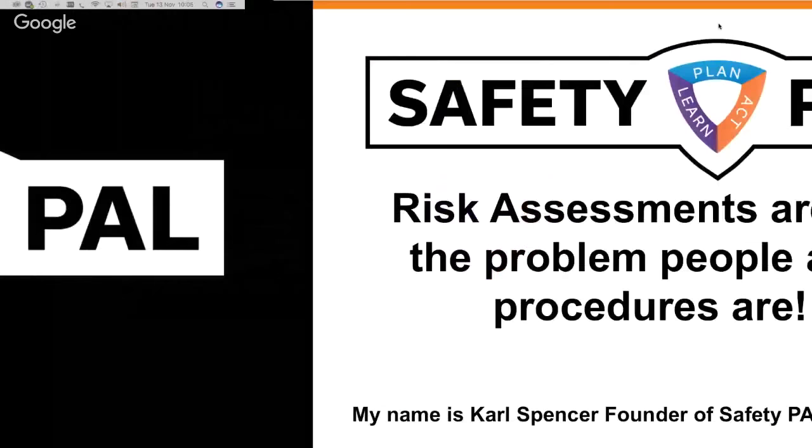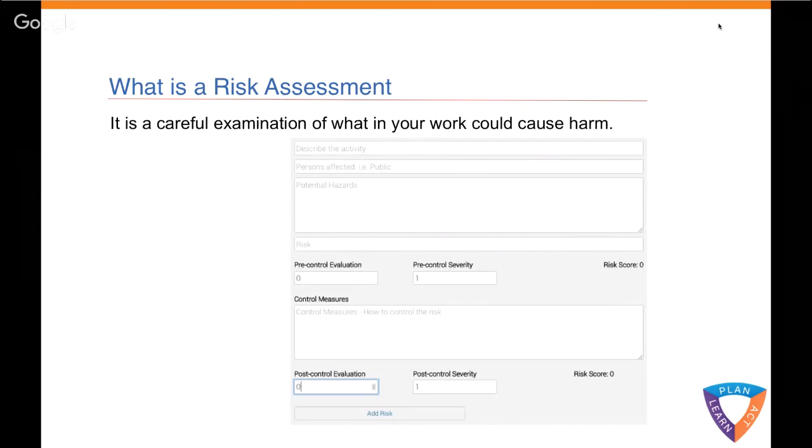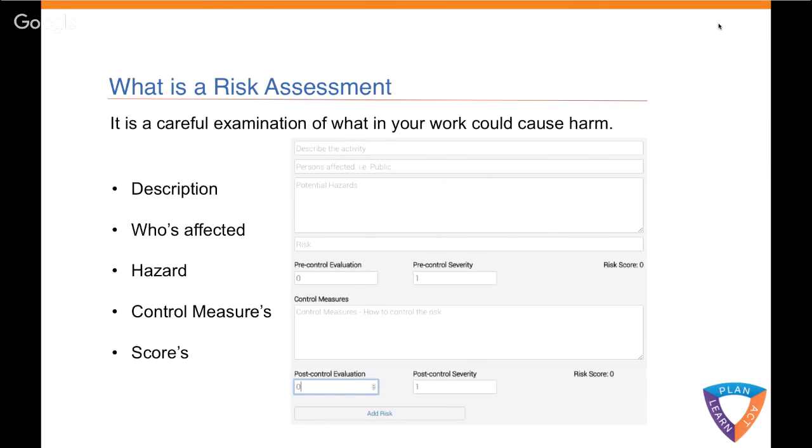So let's start with what is a risk assessment. A risk assessment, as defined by the law, is a careful examination of what in your work could cause harm. This is an extract of a Safety Bell risk assessment form, the place you put your risks into a database. It's very simple. You add a description, who's affected, the hazard, the control measures, and the scores.